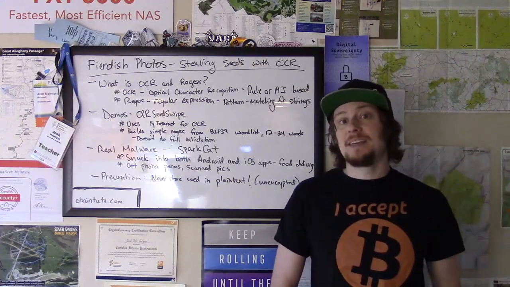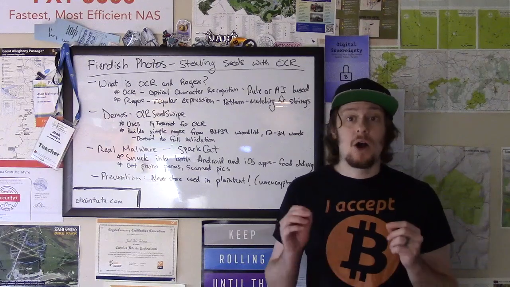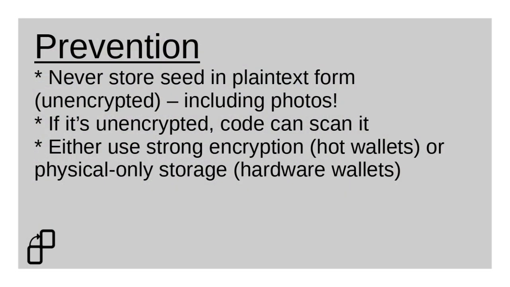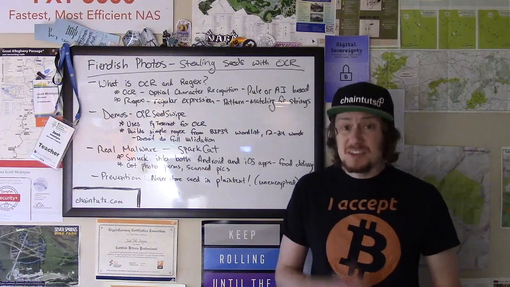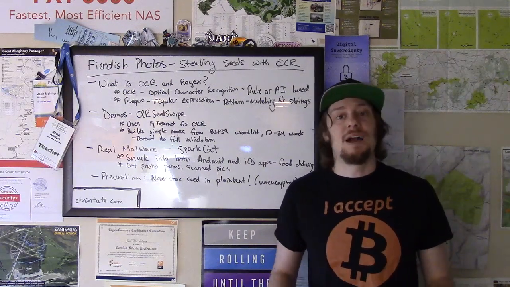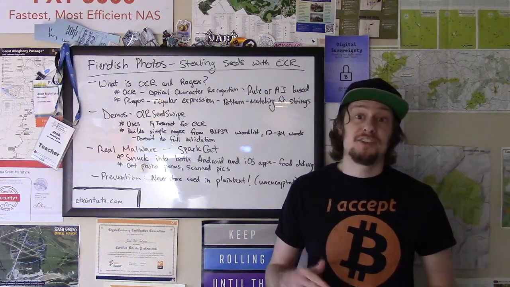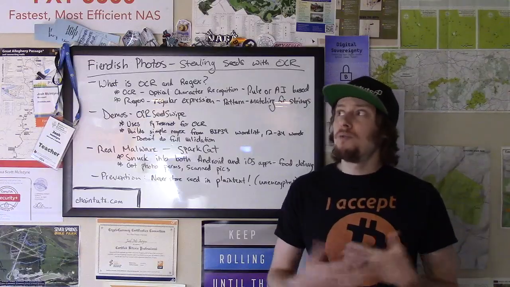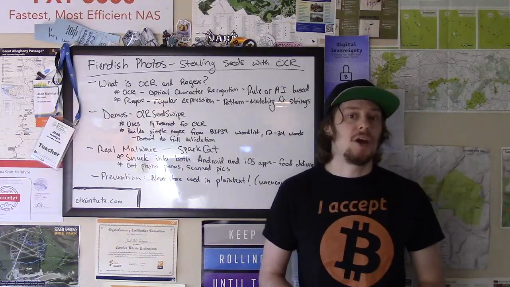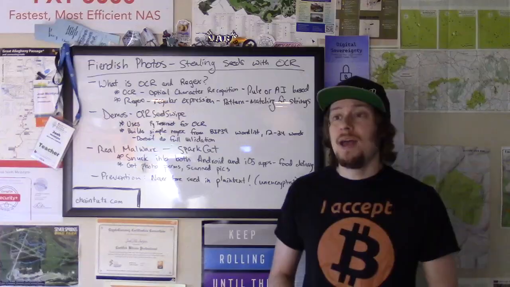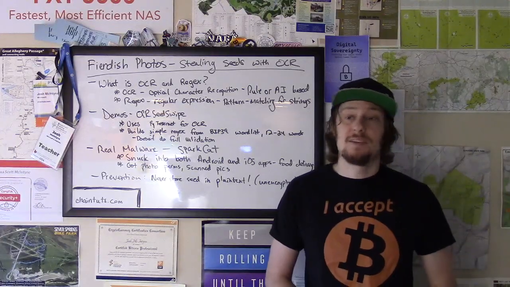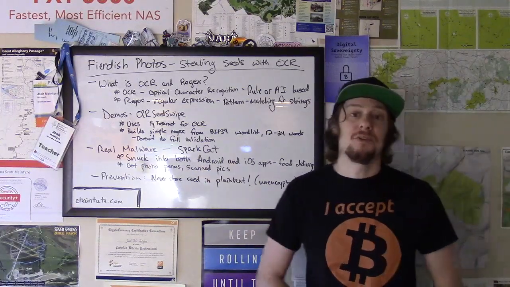But better yet, especially if you're using a cold wallet or hardware wallet, is to simply only store the seed in a physical form, such as written down on paper or engraved in metal. This means that no machine can find your seed, and the only way for an attacker to get your seed would be to have physical access to it. For most crypto users, that's generally outside of our threat model, and it's very, very easy to implement as a prevention measure for this type of attack.